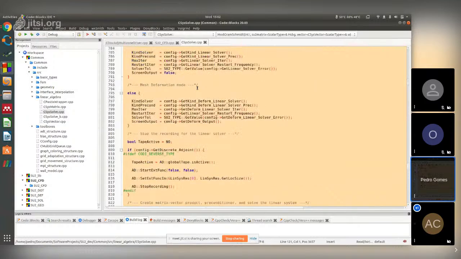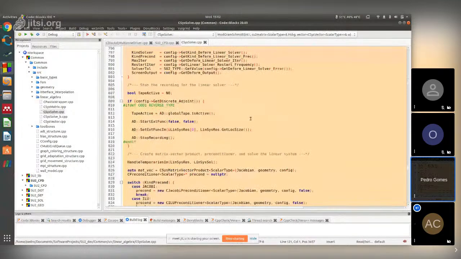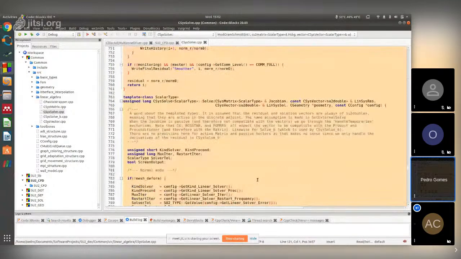Yep. And it does say something, a word about the template types. It's assumed that the residual and solution vectors are always SU2 doubles, meaning that they're active in the discrete adjoint. So I'm not sure what this really exactly means. Do I need to set up also the adjoint solver for the transitional model somehow? You don't have to set up anything.